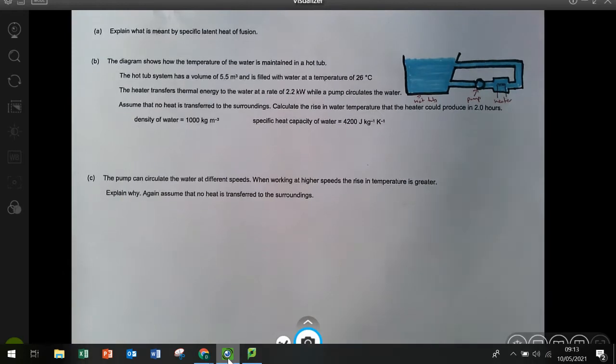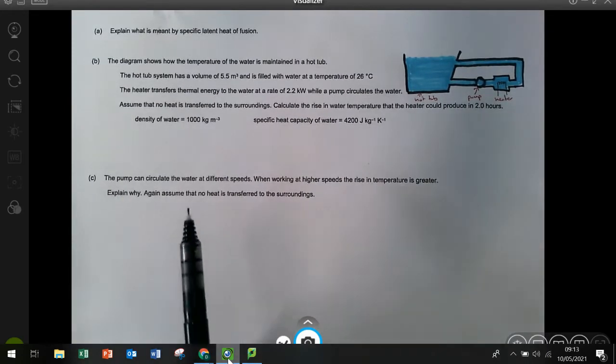We are going to look at a thermal physics question for year 13 physics. Pause the video now and try all parts of this question.